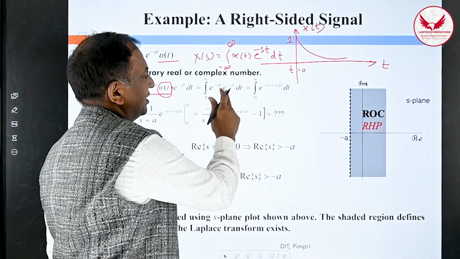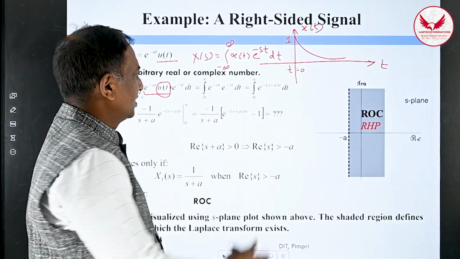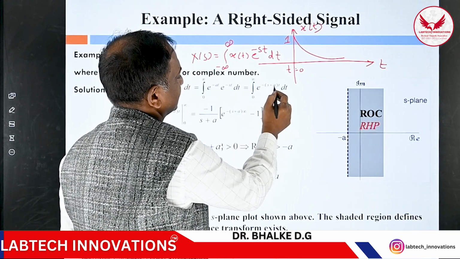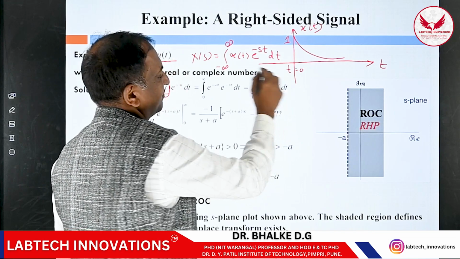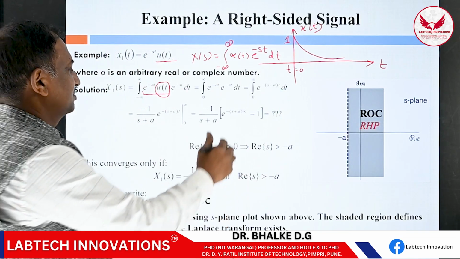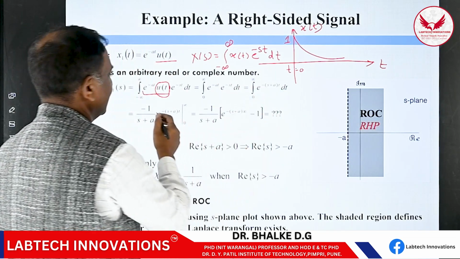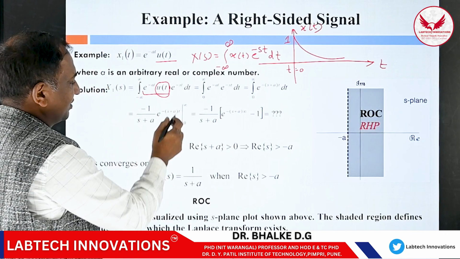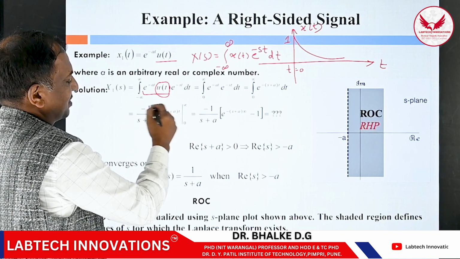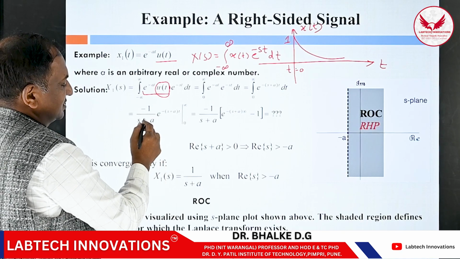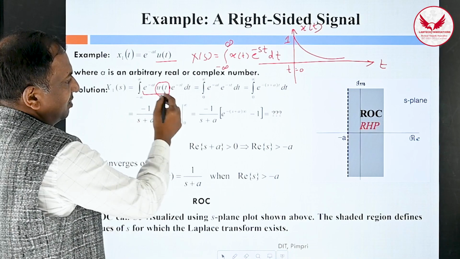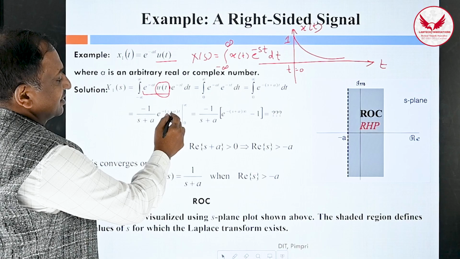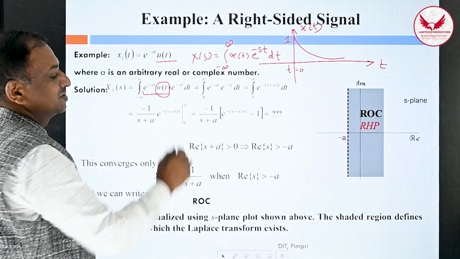We know e raised to a into e raised to b is equal to e raised to a plus b. So this minus t is common, so e raised to minus s plus a into t will be there, and we will find the integration of this. The integration of this is an exponential signal. So e raised to minus s plus a into t divided by the derivative of this part, that is equal to minus s plus a. So overall the integration of this is equal to minus 1 divided by s plus a into e raised to minus s plus a into t, limit will be from 0 to infinity.